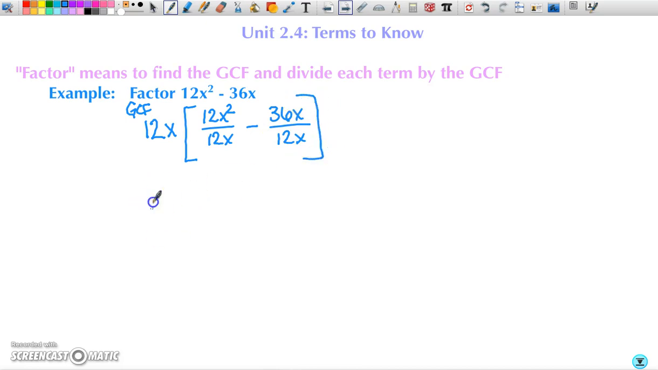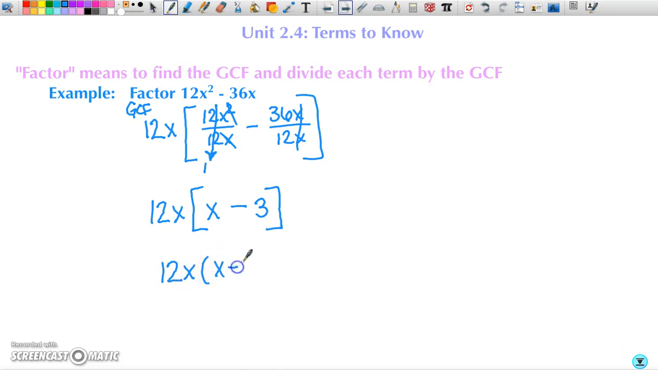That would leave us with 12 divided by 12 is a 1, and x squared divided by x makes the square cancel out with the x down here, leaving us with just x, minus, x's cancel, and 36 divided by 12 is 3. So we would say 12x times x minus 3. And that would be the factored version of your original expression.